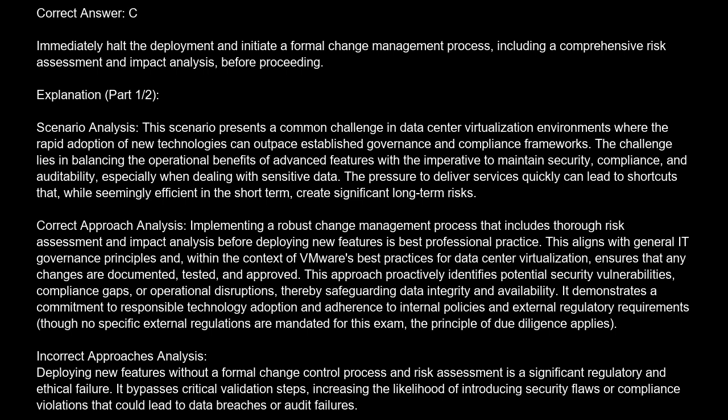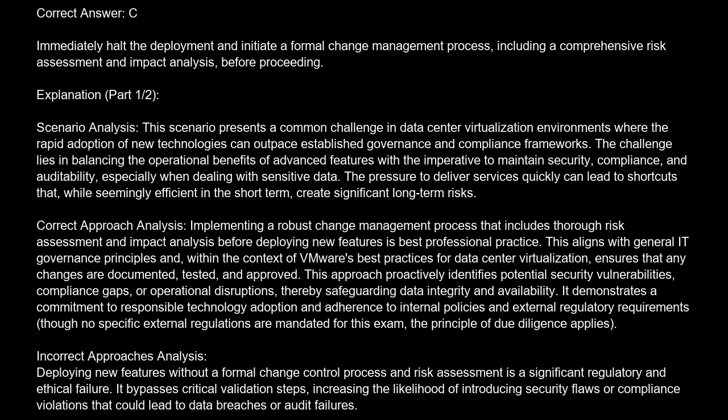The pressure to deliver services quickly can lead to shortcuts that, while seemingly efficient in the short term, create significant long-term risks. Correct approach analysis. Implementing a robust change management process that includes thorough risk assessment and impact analysis before deploying new features is best professional practice. This aligns with general IT governance principles, and within the context of VMware's best practices for data center virtualization, ensures that any changes are documented, tested, and approved.